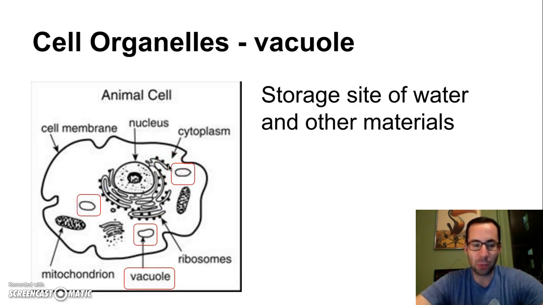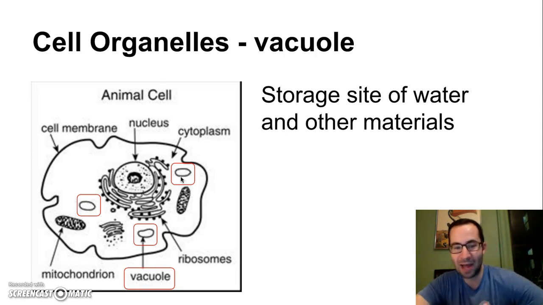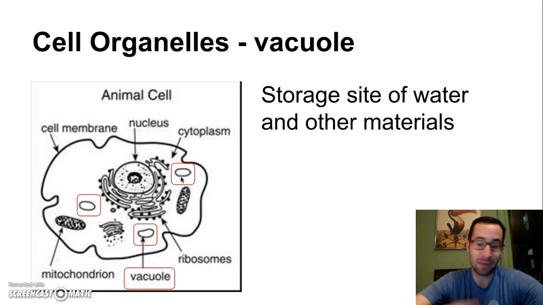Next up is the vacuole. There's a couple vacuoles in this animal cell here. Vacuoles are like the closet, the storage site, the place where you keep stuff, in particular water and other energy and other materials that the cell may need to store for a little while. It doesn't need it right away. It says, hey, I'm going to go put that in the vacuole. Maybe it forgets about it, but eventually it needs those things inside there. So the vacuole is a storage site.